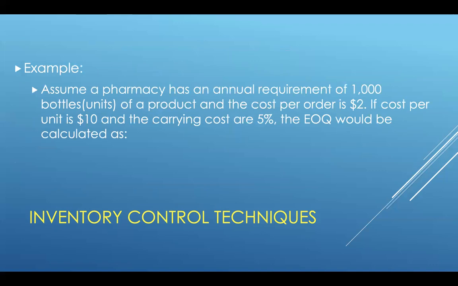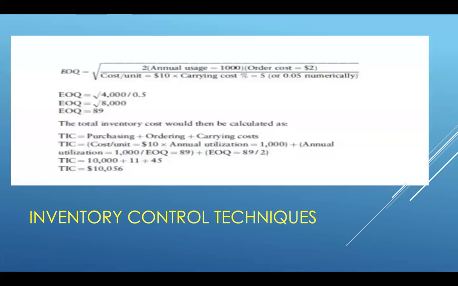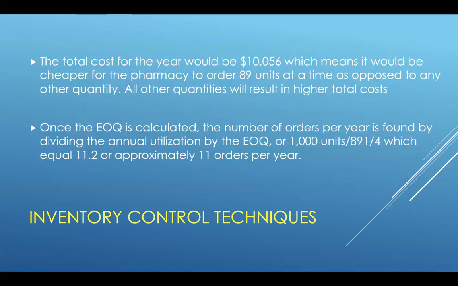So for example, a simple pharmacy has an annual requirement of 1,000 bottles of a product and the cost per order is $2. If the cost per unit is $10 and the carrying costs are 5%, we can then calculate the economic order quantity. By taking that, we'll find that the product itself costs $10,000, but there's about $56 in terms of the carrying costs.